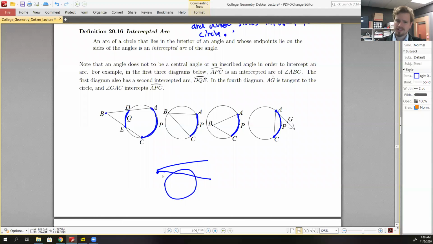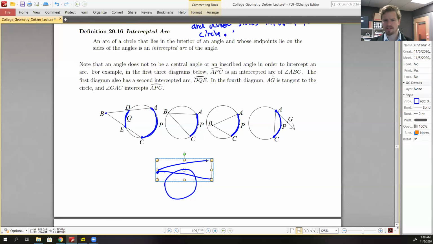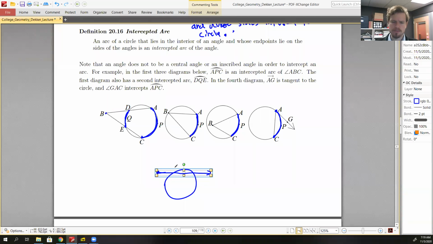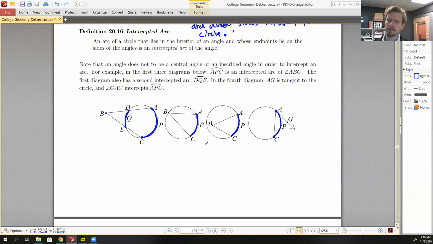Now, we don't consider this situation because the fact that it's an angle doesn't matter at all. This line right here doesn't matter. It's the same thing as just considering a ray. So we wouldn't have an intercepted arc because we don't really have an angle. We happen to have this other line, but it doesn't play any role, so we wouldn't take a look at that situation. That's not what we're concerned with. Anyway, these four situations are what we want to think of when we think of an intercepted arc.